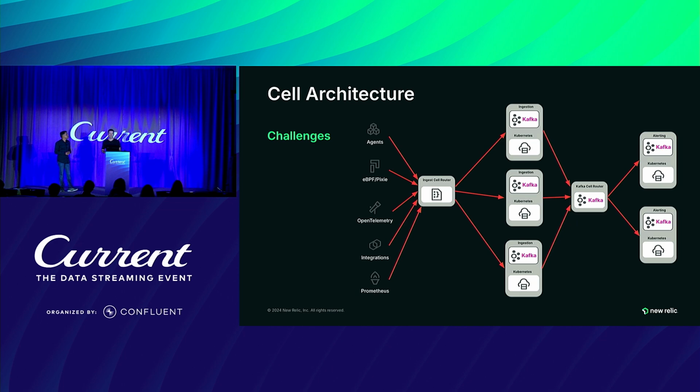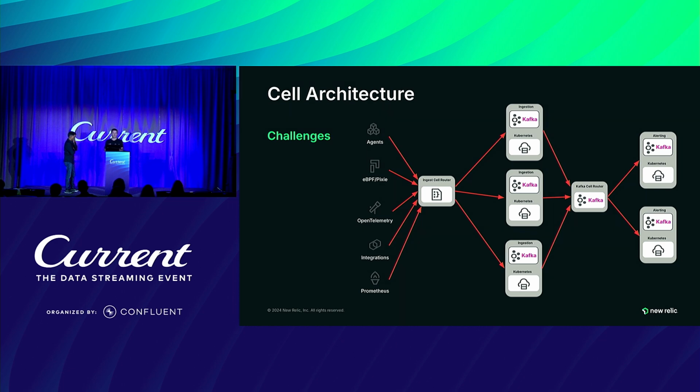Now, the cell architecture has a lot of benefits, but it also introduces complexity and some challenges. I already spoke about the control plane and how we need a very good and solid control plane to manage all the cells. But another challenge we have is how to move or how to replicate data between cells. And the thing is, now in the cloud, we have multiple different cell types. We have, for example, in this case, a cell type for ingestion, but we have also a cell type for alerting.